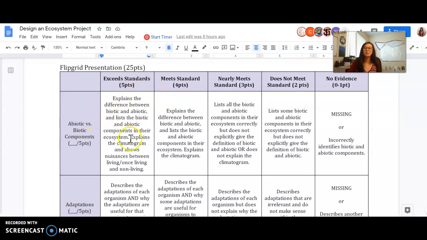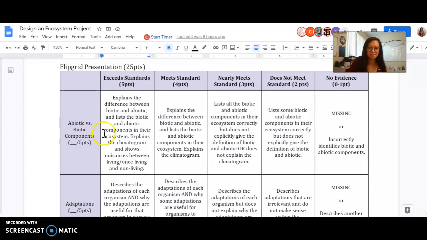So the first thing I'm going to be listening for in your Flipgrid presentation is you talking about the abiotic and biotic components. So you should explain the difference between what those are. You should list the abiotic and biotic components, and then you should also explain your climatogram and show basically the nuances between living and non-living. So in your explanations, be able to show how those things are different and how they interact together.